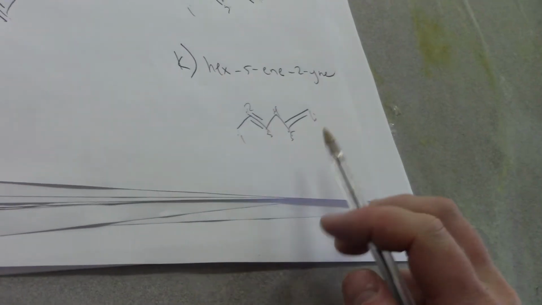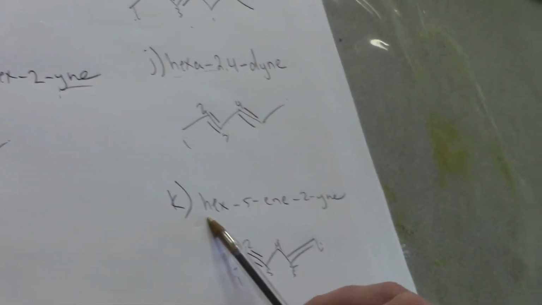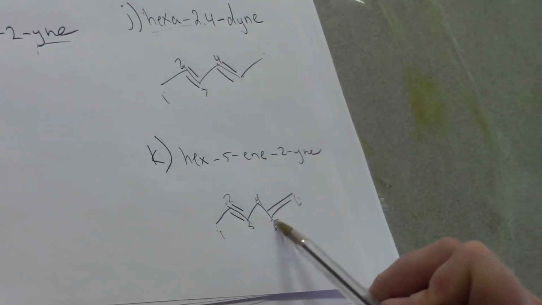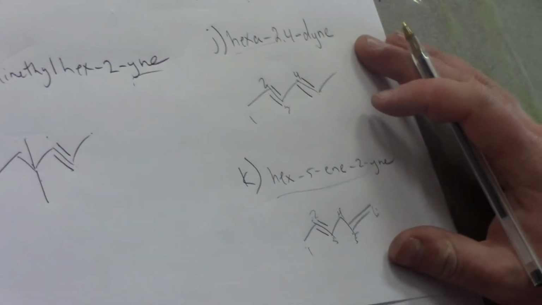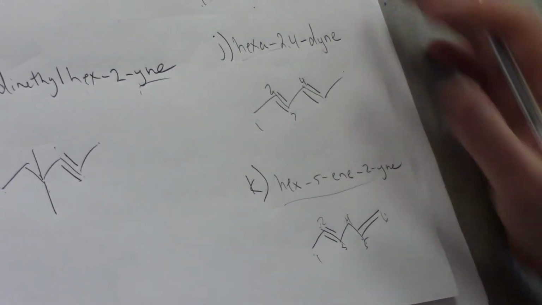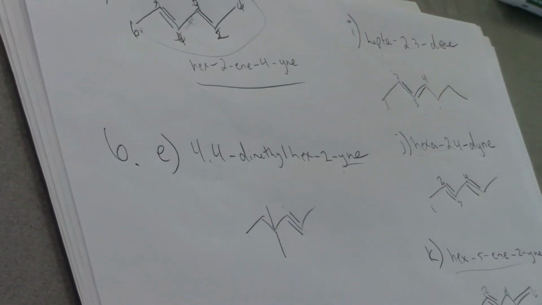Now this is actually named improperly again. This should be hex-1-en-4-yne, but whatever, it's fine. Okay. So that's the alkyne. I'm gonna do one more, and then I'm gonna call this a day.